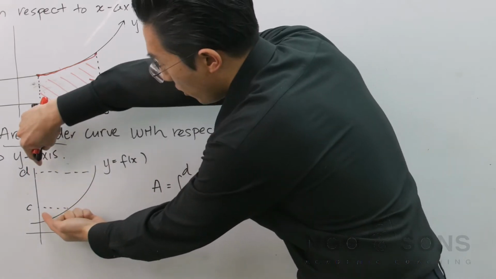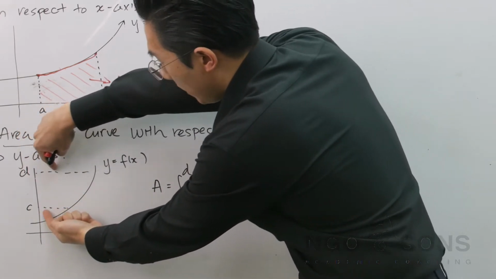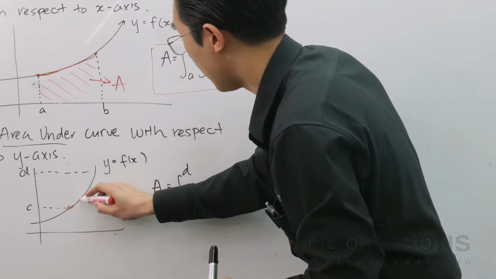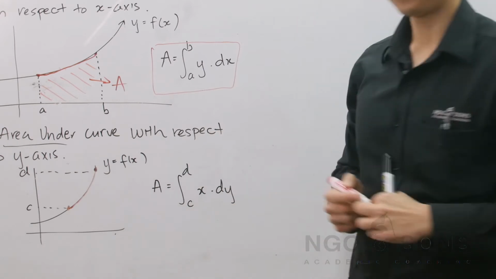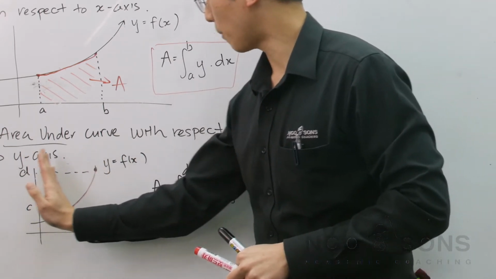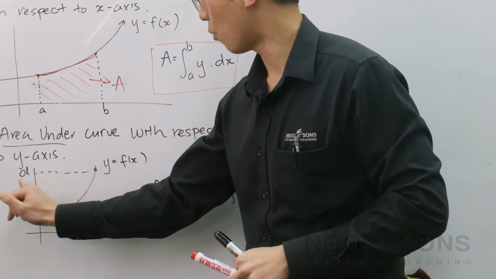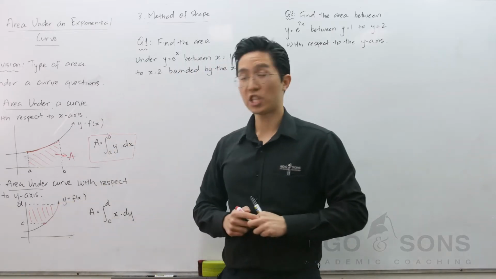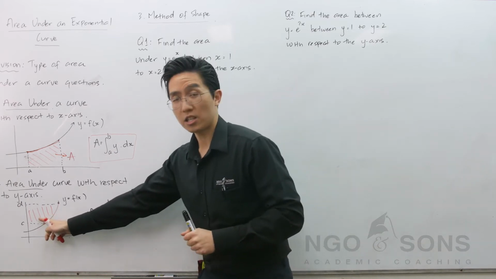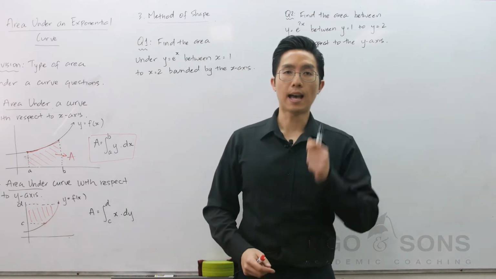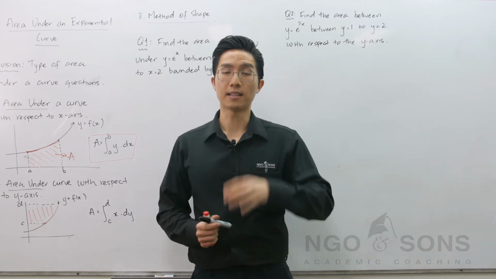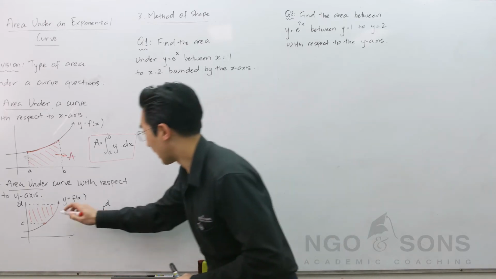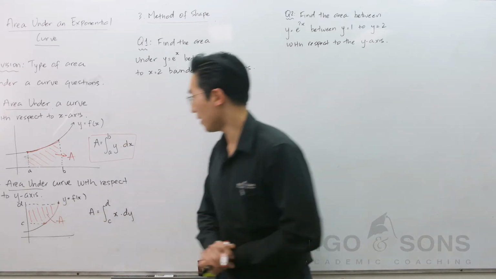Now, when I do that, note this horizontal strip, starting here at C and ending here at D. The area under this curve to the y-axis happens to be this area, which I'm going to shade in for you. This area that I just shaded is known as the area under a curve with respect to the y-axis, also known as the area bounded by the curve and the y-axis. Again, I'm going to label this area capital A.